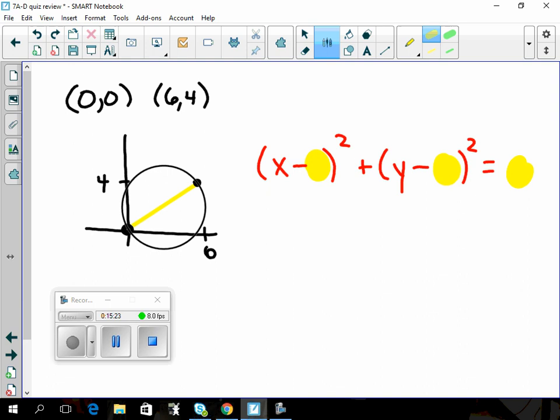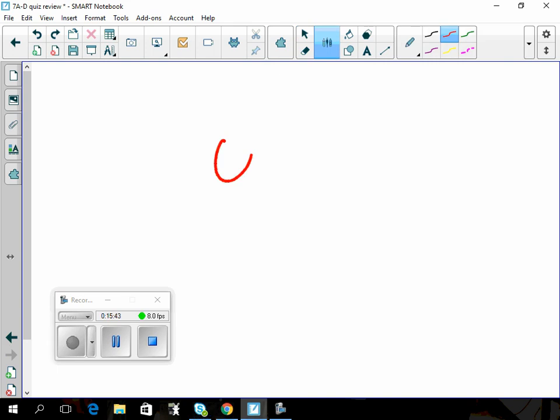I would like for you to pause the recording and attempt to find the center. Remember, what is the center again? It's the midpoint of the diameter, right? And then you need to find the radius. Your quiz is going to be next class, and you will have a quiz on all of 7A through 7D.